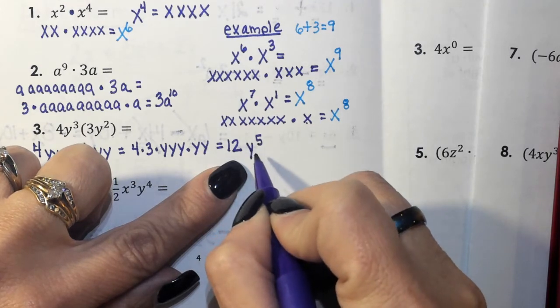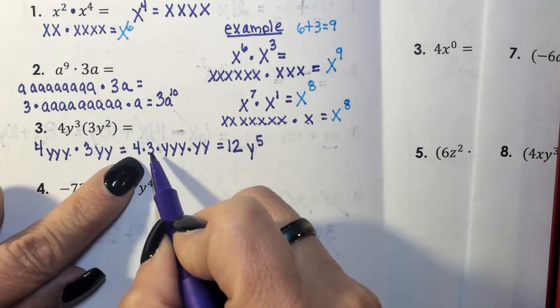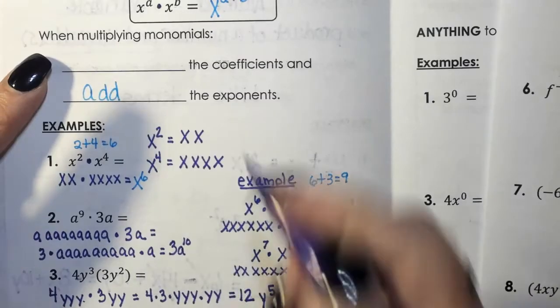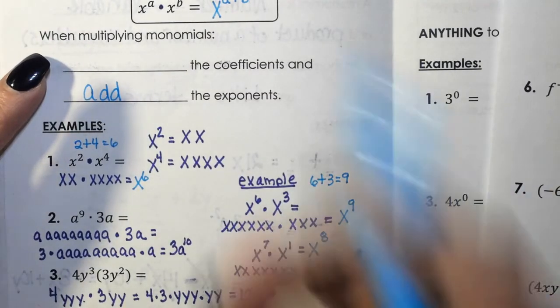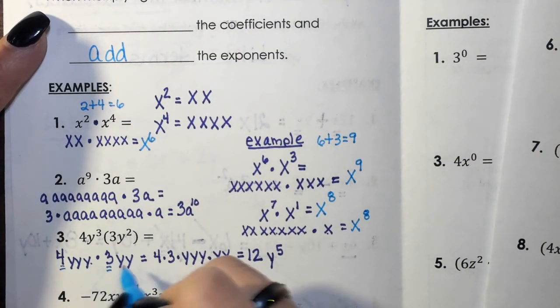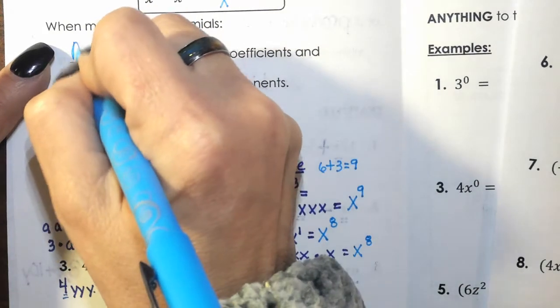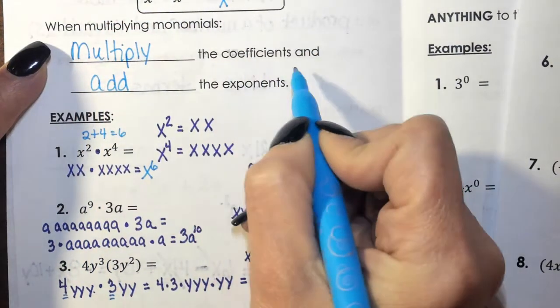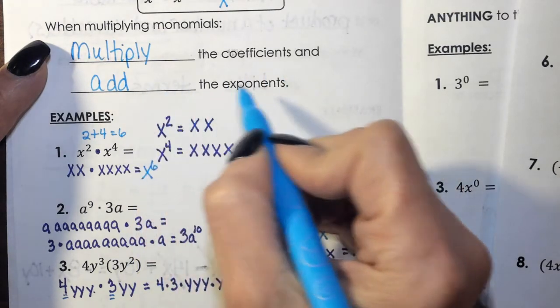5 y's. So, 4 and 3, what did I do to those? I multiplied. So, up here, the coefficients. Remember, the coefficients are the numbers in the front. Those are numbers. What did I do to those? I multiplied. So we're going to say multiply the coefficients, but add the exponents.